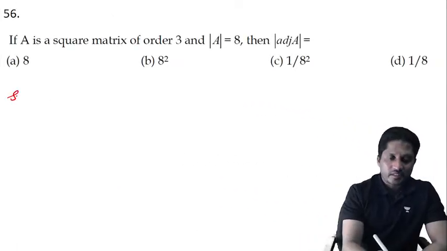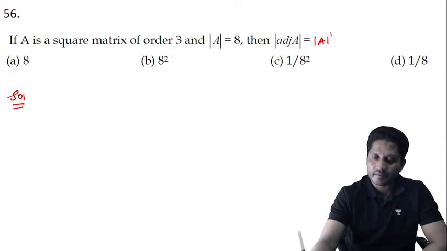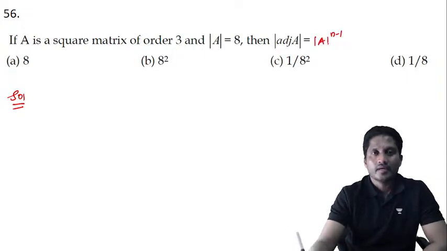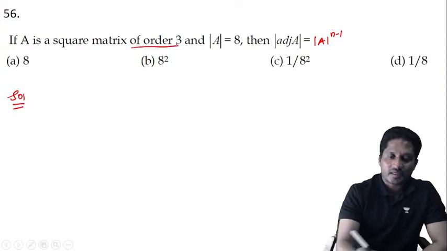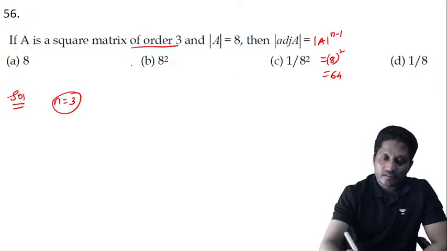Question number 56. Again, determinant of adjoint A is equal to determinant A power n minus 1. N stands for order of the matrix. It's a matrix of order 3, so that's why n is equal to 3. Determinant A is equal to 8. 8 to the power of 3 minus 1, which is 2. 8 square is 64. Answer is option B only.